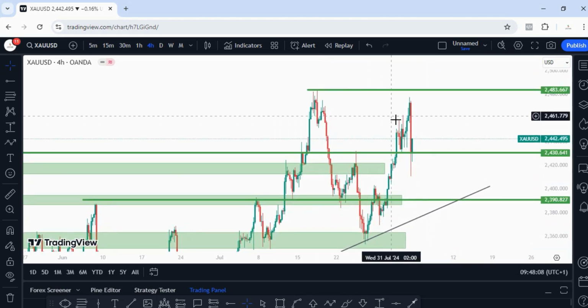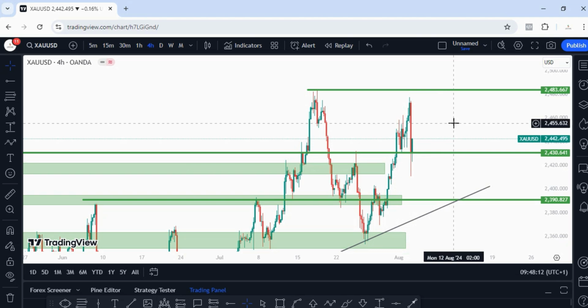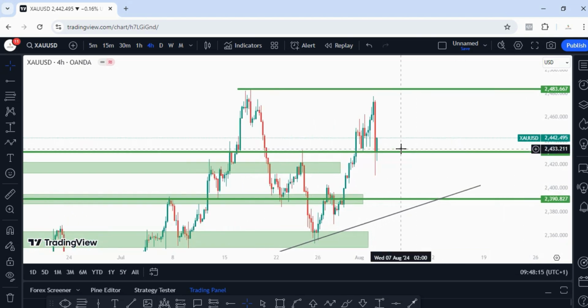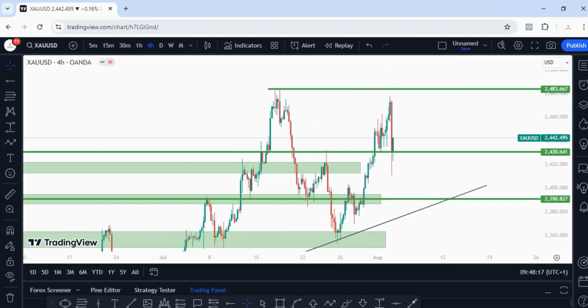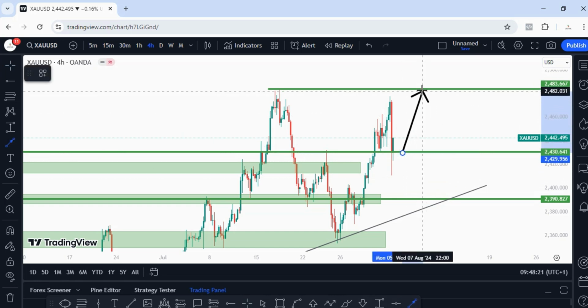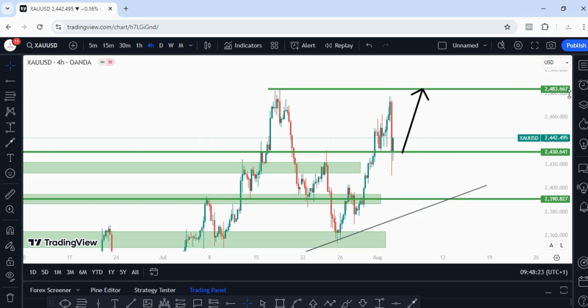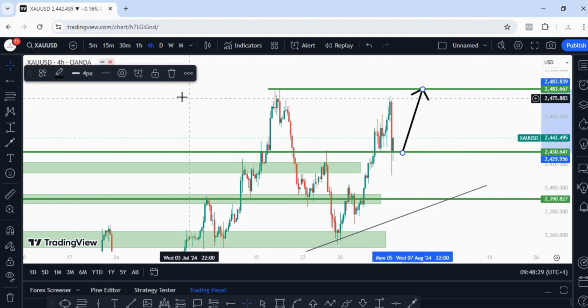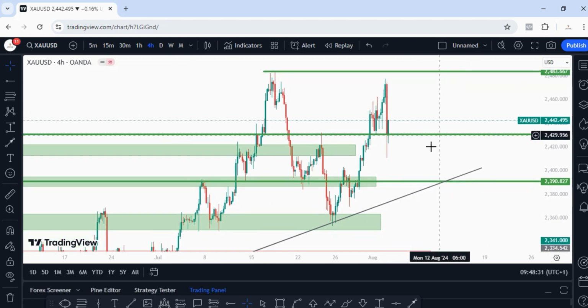So, as a matter of fact, price on this 4 hour time frame is also coming for an effective pullback, and we are beginning to see price push up to the upside. So, guys, going into next week, I would like to see price continue into this area here, 2,483.667. All right, so that would be my next target.